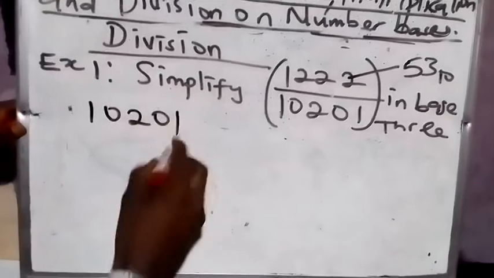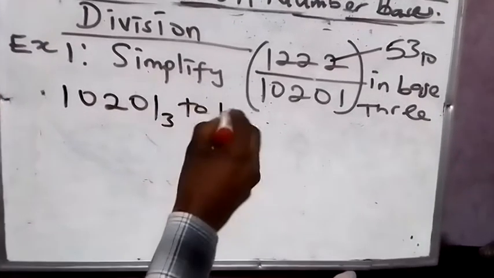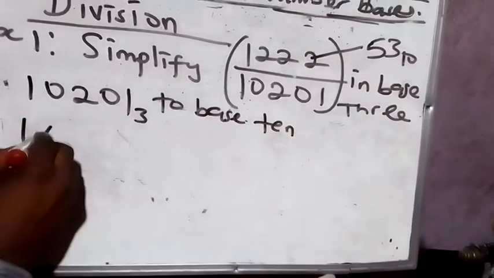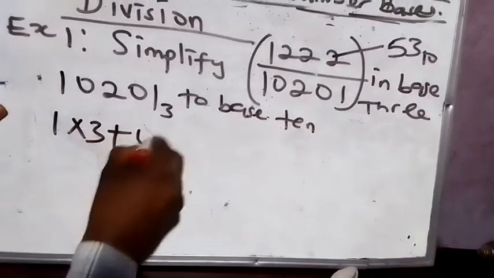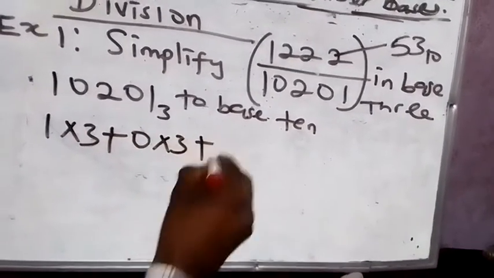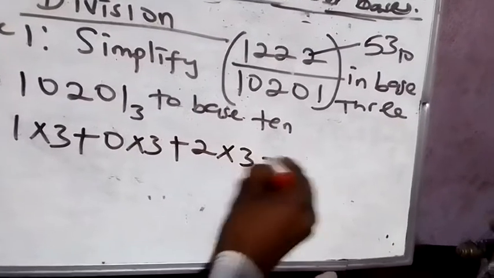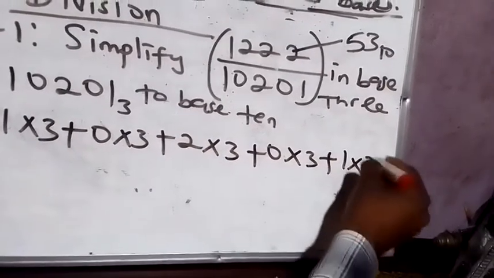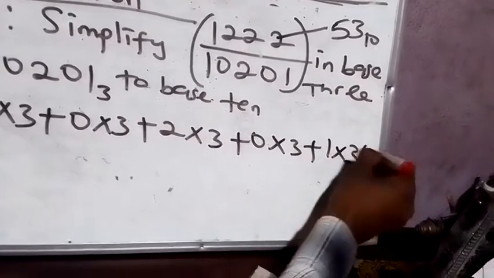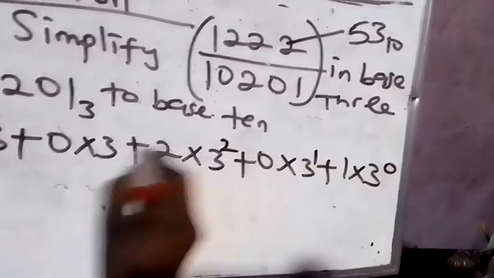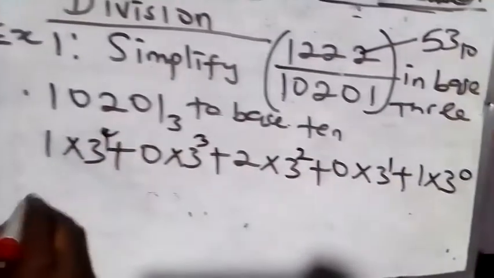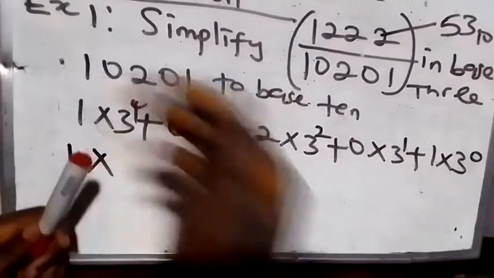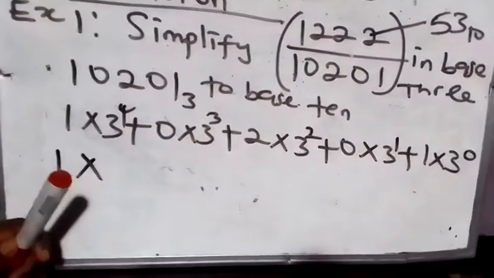1, 0, 2, 0, 1 from base 3 to base 10. So that will be 1 times 3 plus 0 times 3 plus 2 times 3 plus 0 times 3 plus 1 times 3. So from the back, 0, 1, 2, 3, 4. That's 1 times 3 raised to power 4, that is 81. It's going to give us 81 like this.